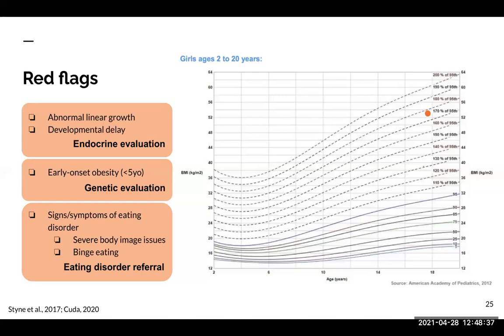Over on the right is an example of an extended BMI chart, which sometimes you can get in the EPIC system, which actually shows you where exactly people are falling when the body mass index is too high for the standard growth chart.